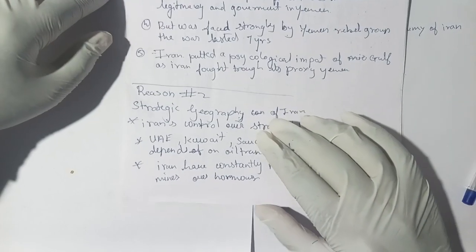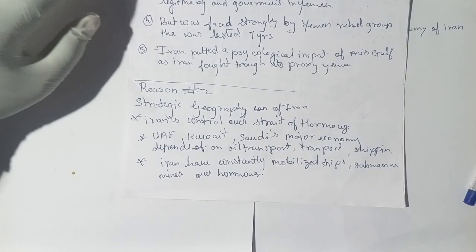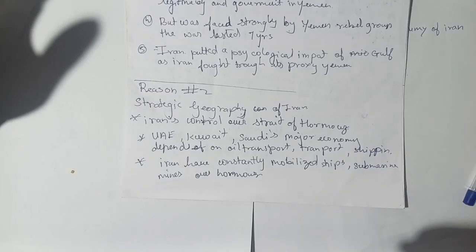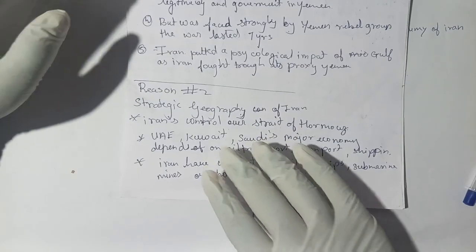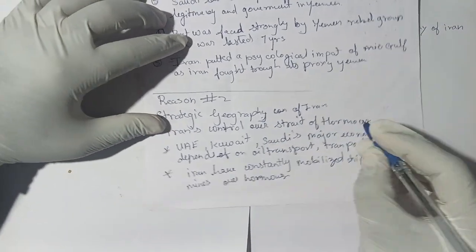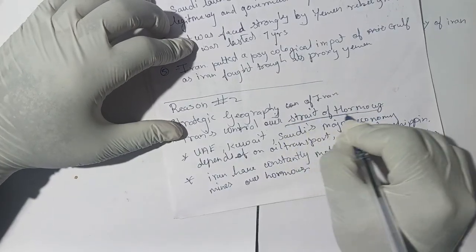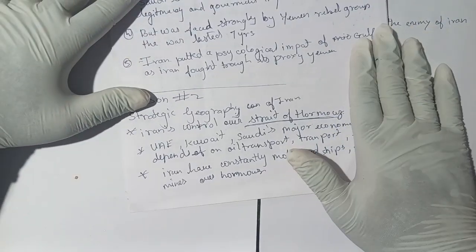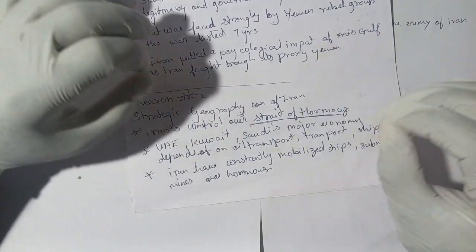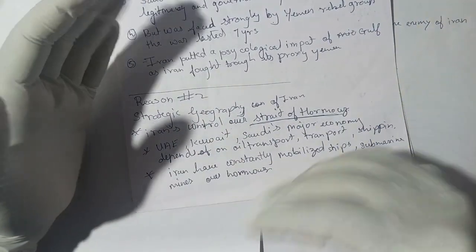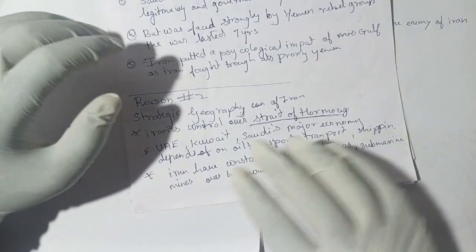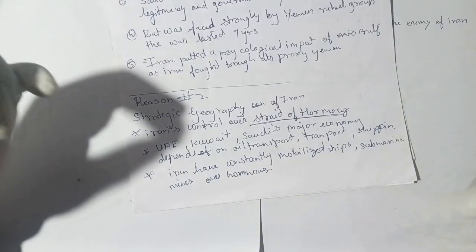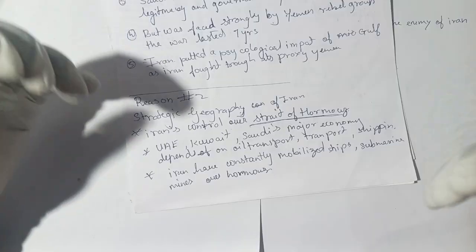So reason number two is the strategic geography of Iran. Iran has one of the best geographies, like Iran's control over the Strait of Hormuz. One of the major factors which made the whole Middle East fearful is that if Iran ever closes the Strait of Hormuz, states like UAE, Saudi, and Kuwait, almost 70 to 80% of whose trade and major economy depends on oil transport, shipping, and similar things, would suffer.